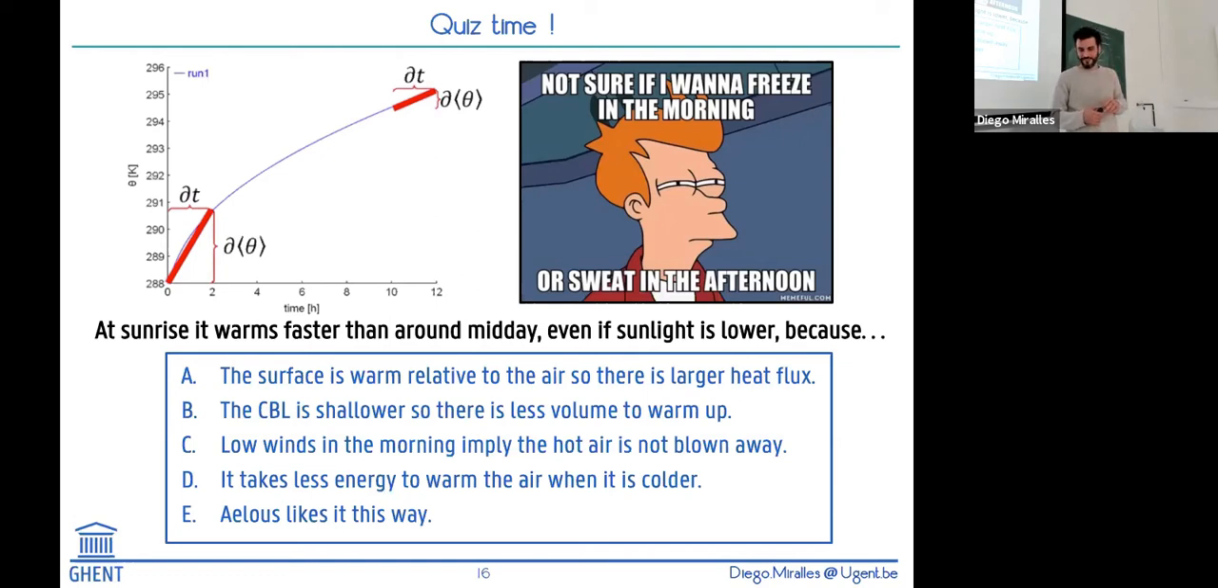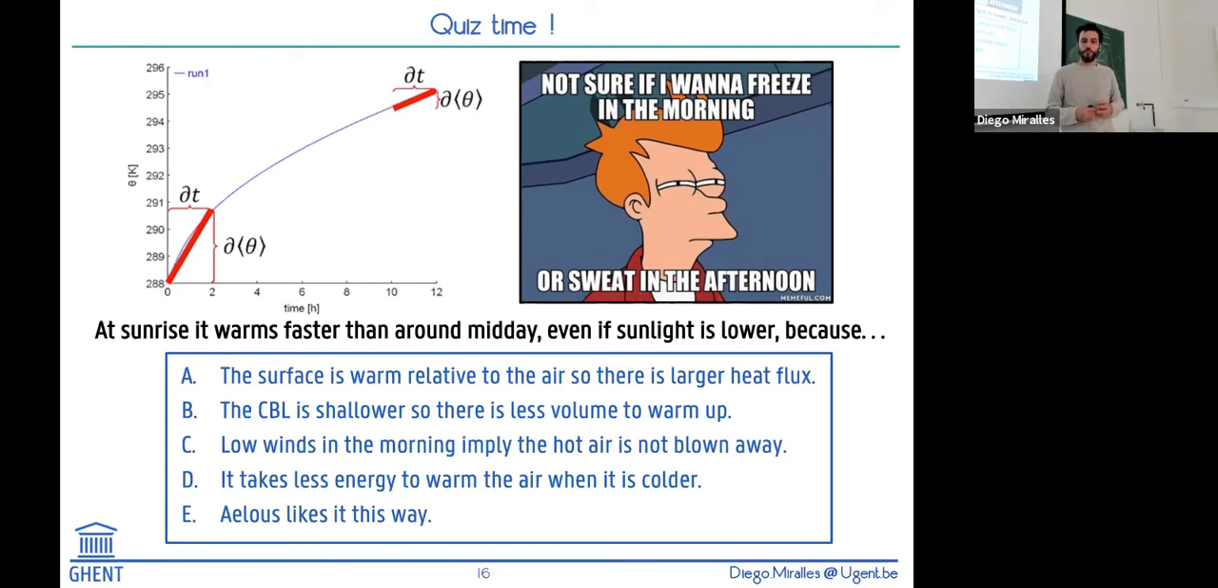Okay, now the right answer, as some of you understood, is B. But let's first disqualify the others. The surface is warm relative to the air. In the morning, well, yeah, the surface will be warmer relative to the air, but that doesn't really mean much. Actually, the sensible heat flux is larger at midday because the surface is super warm. Low winds in the morning imply hot air is not blown away. Well, if it was blown away, it would just be coming from the surrounding regions that would be experiencing the same. So horizontal processes don't matter too much in this case. So no, it's not really what happens.